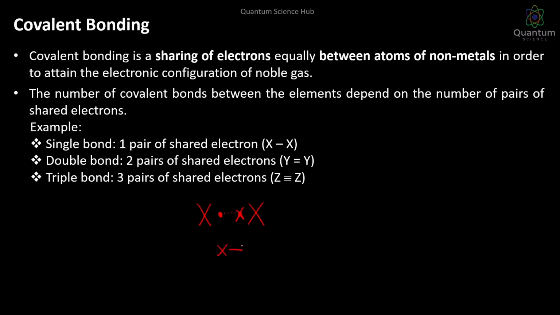And this is a single covalent bond between X and X. Next, for example, I have Y, and they are sharing 2 pairs of electrons like this. And this is what we call a double covalent bond between Y and Y. And it's the same with 3 pairs of shared electrons. So that means it is a triple covalent bond.